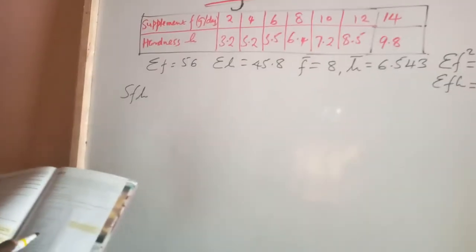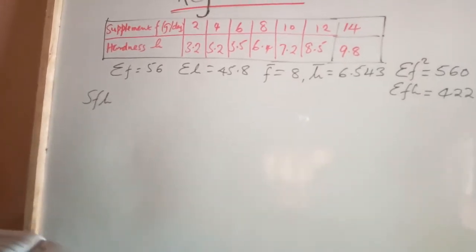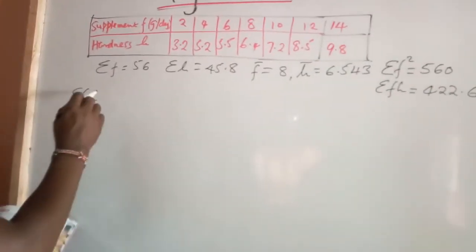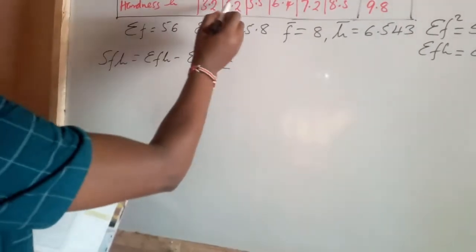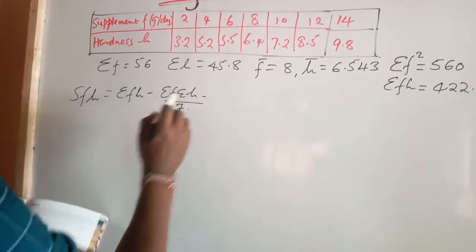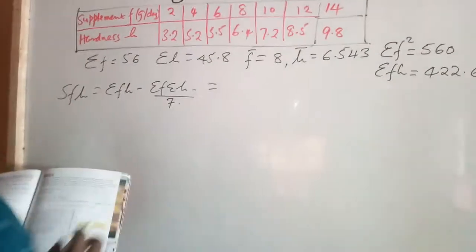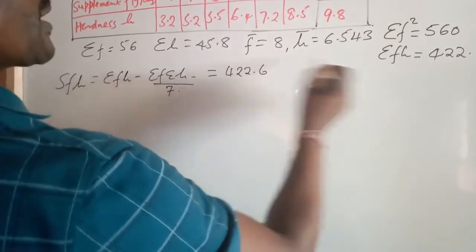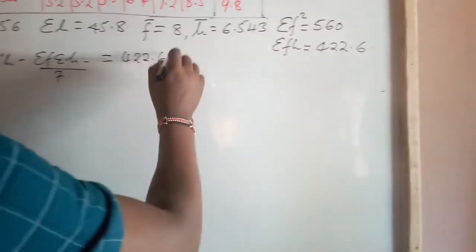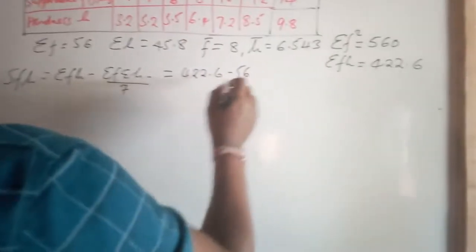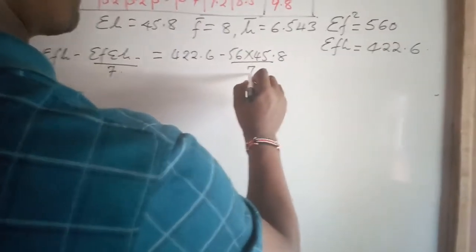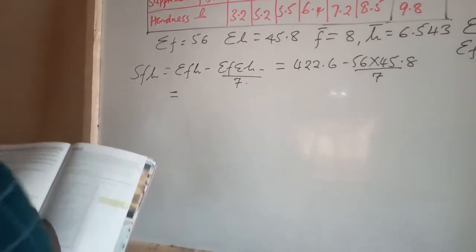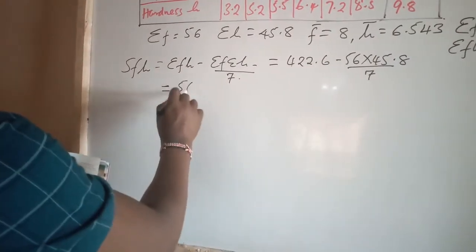SFH is going to be, as we know, sigma FH minus sigma F times sigma H, all over 7, since n is 7. This is interpreted as 422.6 minus sigma F, which is 56, multiplied by sigma H, which is 45.8, over 7, and this is going to give us 56.2.